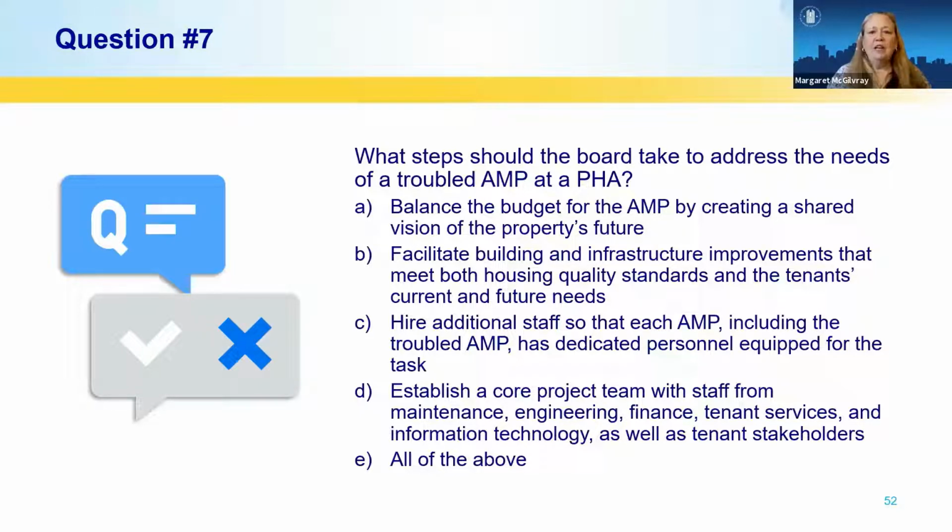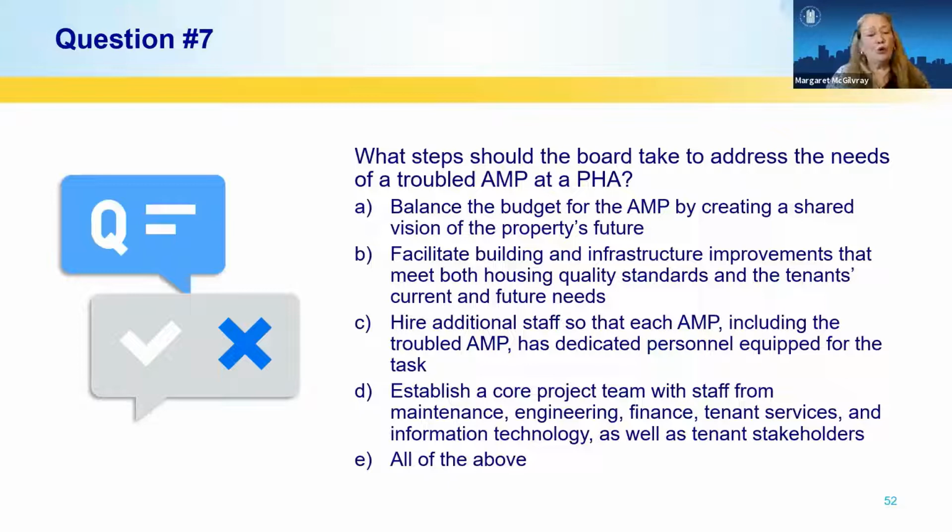All of the above. You should be making sure that your housing authority is balancing the budget for each AMP, but also across all of them in totality, that you're making infrastructure and building improvements so that you can meet both your REAC scores and do well with your REAC assessments, but also so that you're meeting tenants' needs as well as keeping the property in shape for desirable future tenants as well.